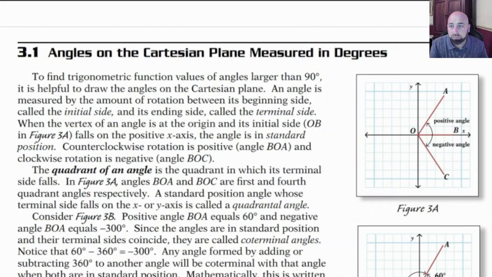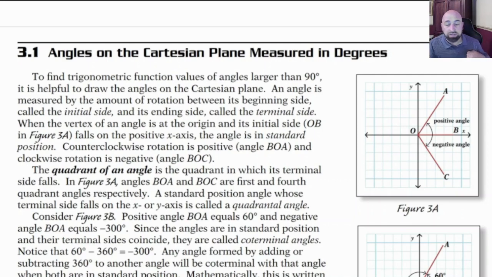Okay. All right. So angles on the Cartesian plane measured in degrees. So now what we're going to be doing is putting angles on our Cartesian plane. And when we do that, you're going to see some different things occurring. So if you look at your book, you'll see figure 3A. In figure 3A, you're going to see something called a positive angle and a negative angle. Maybe you didn't know that there was such a thing as a negative angle.